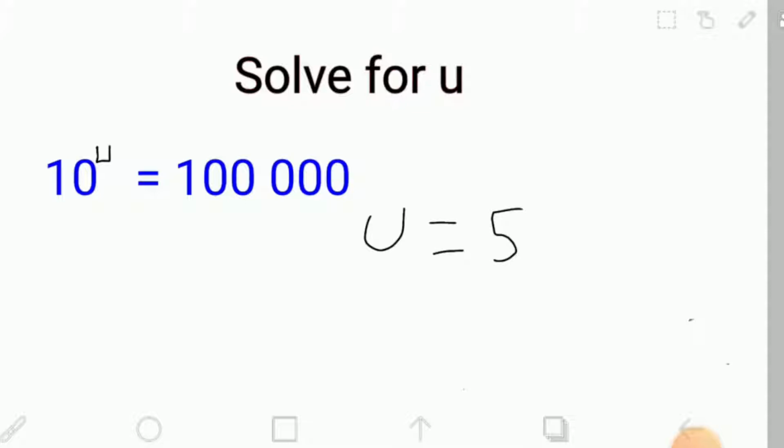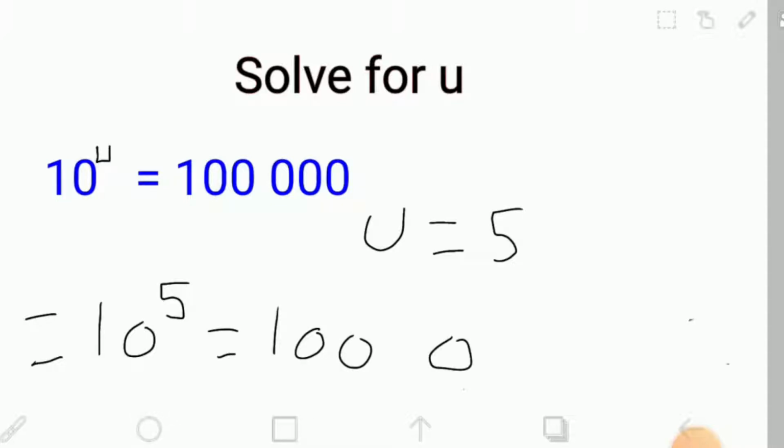So the answer is going to be 10 to the power of 5 equals 100,000. If you want to check that, you can put 5 zeros after the 1, and you should get the same answer as we got here.